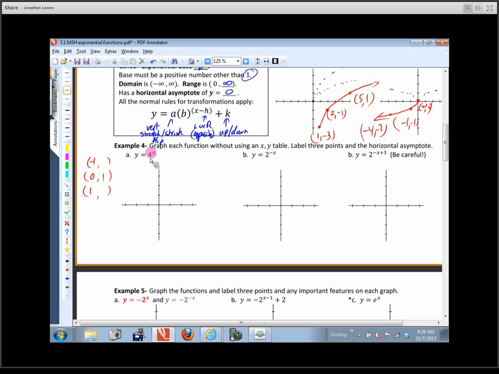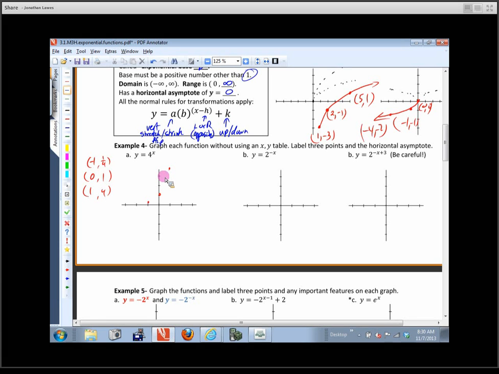Negative means reciprocal, so that's going to be 1/4, and this is 4. So it's going to go through -1, 1/4, 0, 1, and 1, 4. So it's going to look something like this. Okay, if you could watch, please. If you've got the shape down, that's great. Let me just give you a little bit of advice.